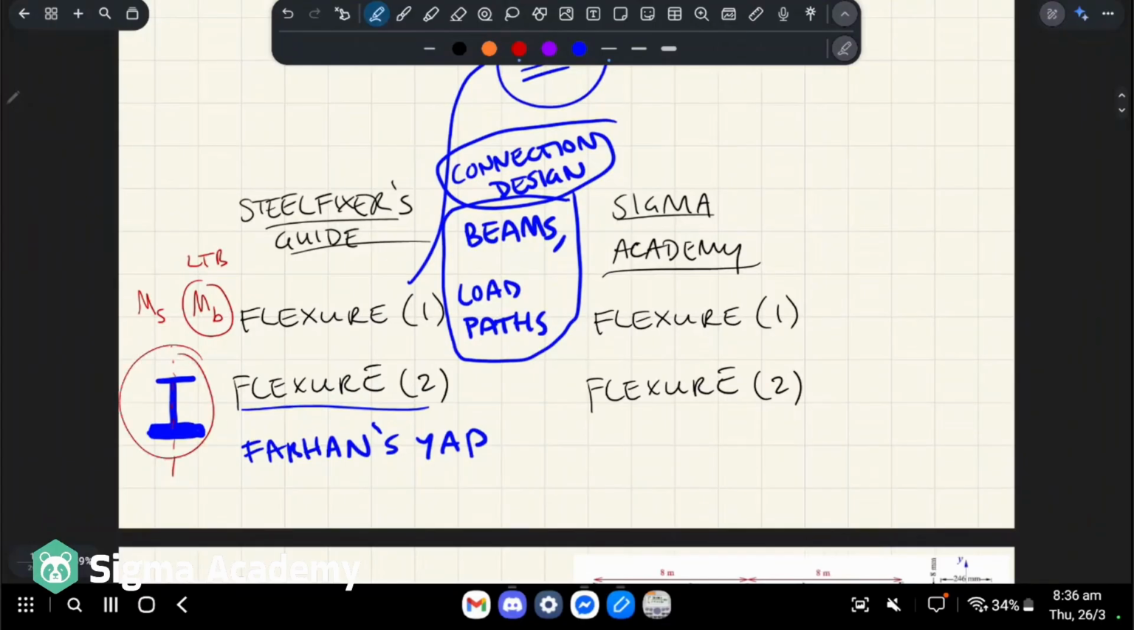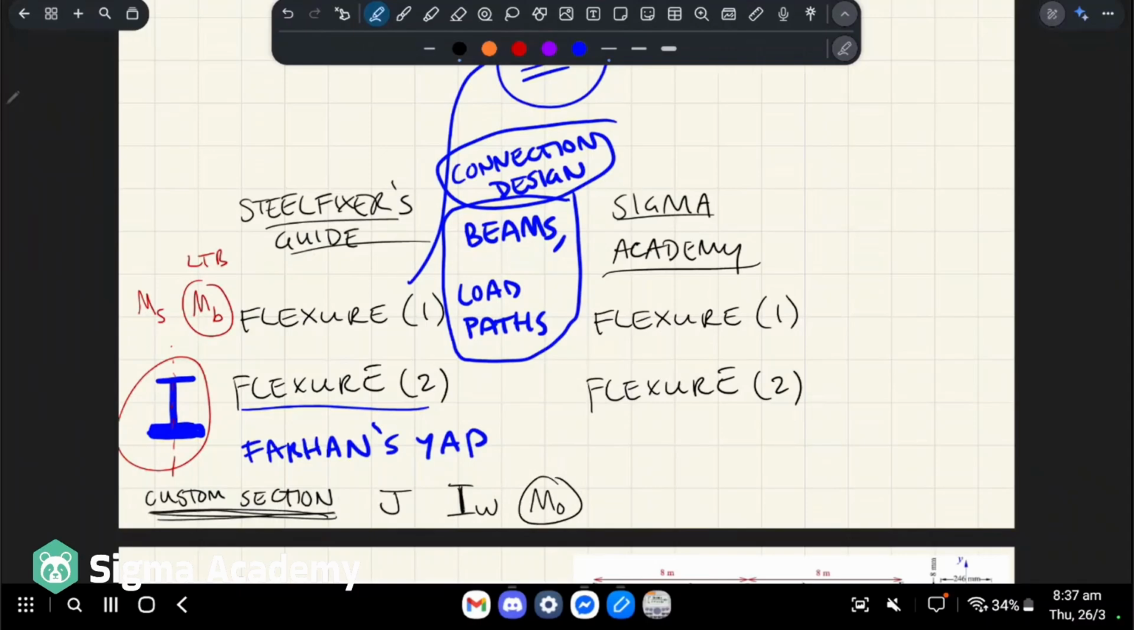A monosymmetric I-beam is a very specific type of custom section, and it has very unique properties. You have to look in the appendix to find how to find J, the torsional constant, and the warping constant, and stuff like that. And MO has a very specific formula for monosymmetric I-beams. It's actually not a very usual scenario that you run into in real life.